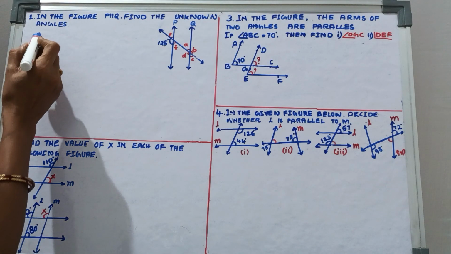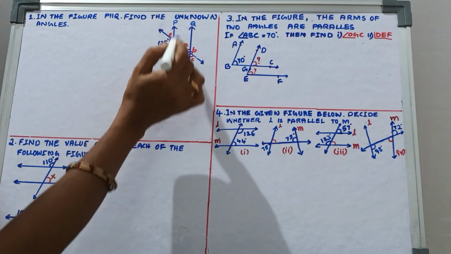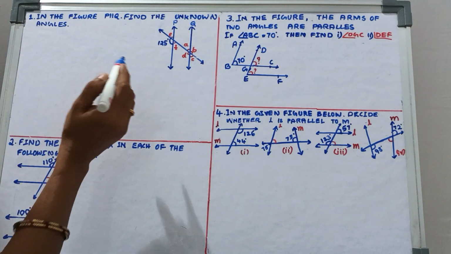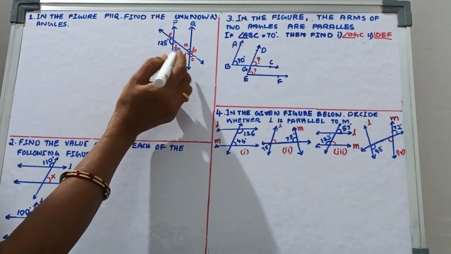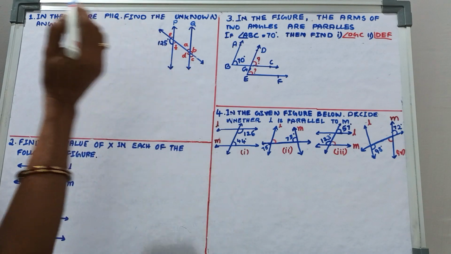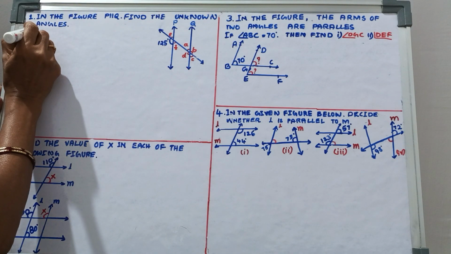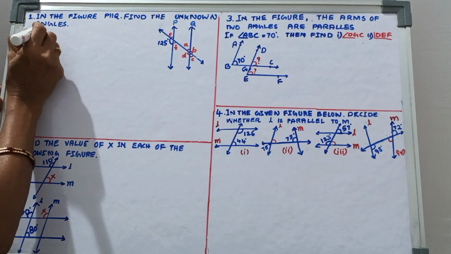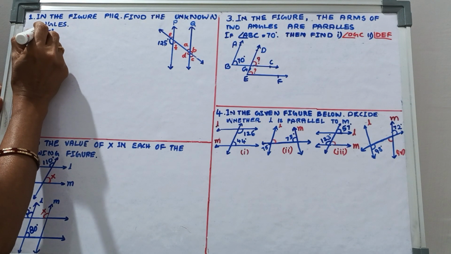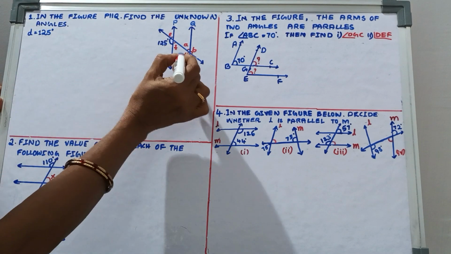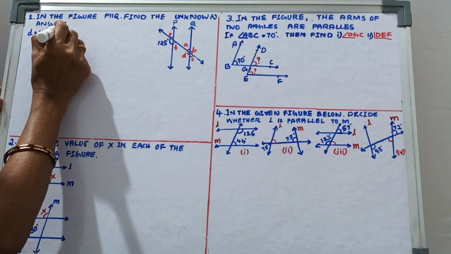First one, in the figure P parallel to Q. Find the unknown angles. Angle D equals 125 degree. They are corresponding angles.